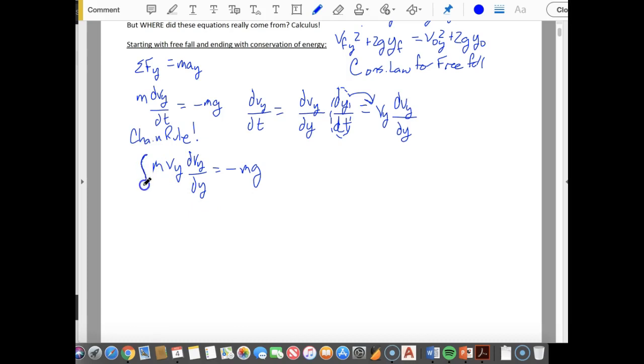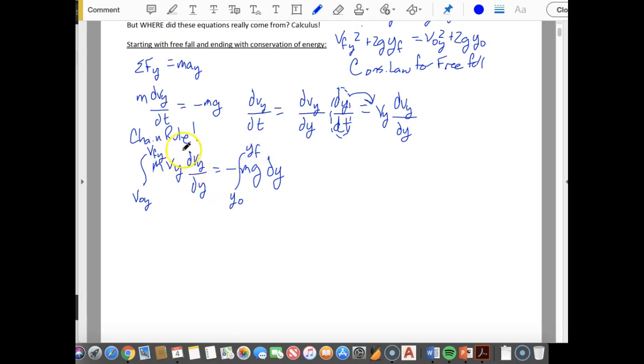So let's, on this side, integrate. We're going to start with our original velocity in the y, and we're going to take that to our final velocity in the y. Over on the other side, we're going to do the same thing, and we're going to look at negative mg, but we're going to add to that dy. And so we're going to integrate this side. We've used the chain rule on this side also. And we're going to say y original, and we're going to go to y final.